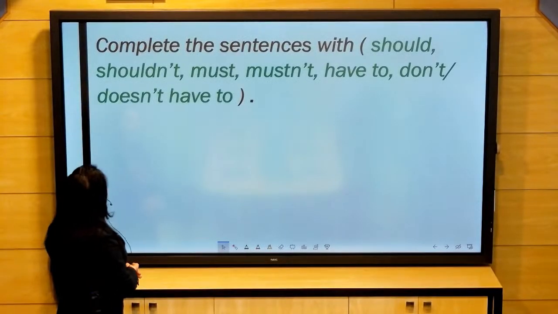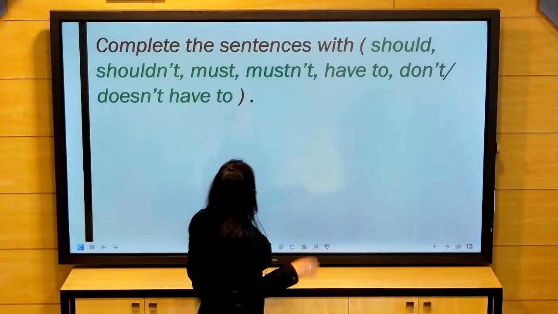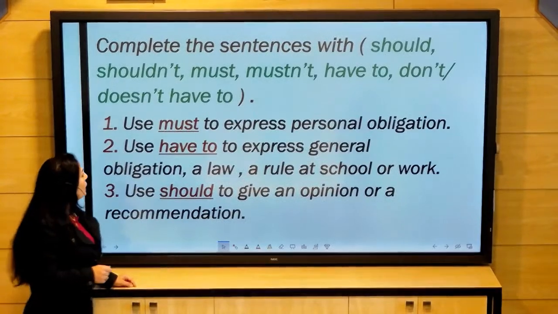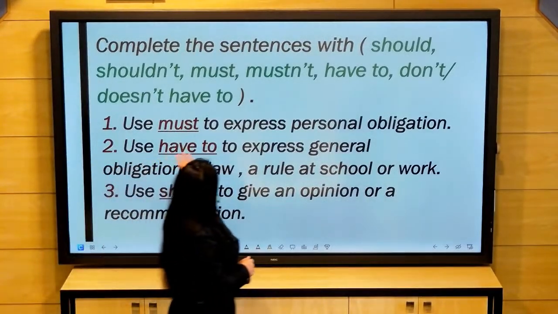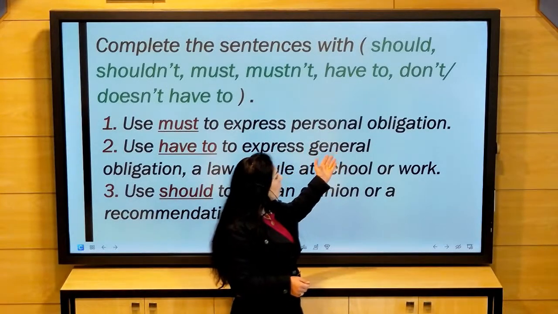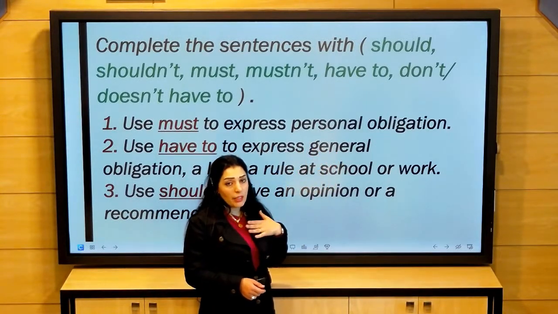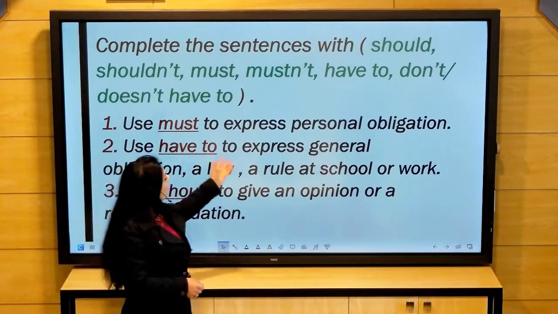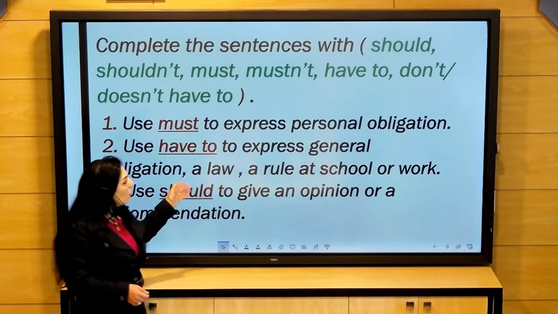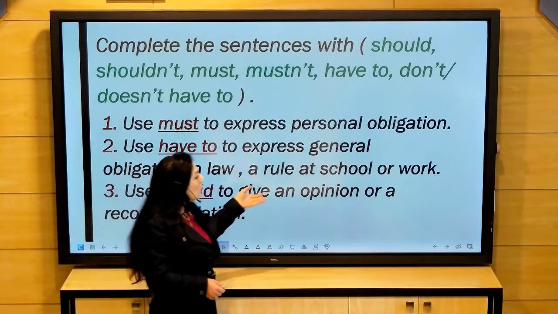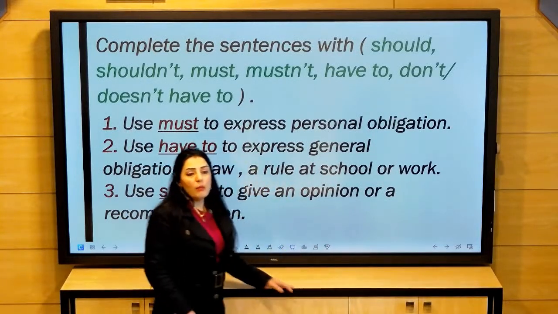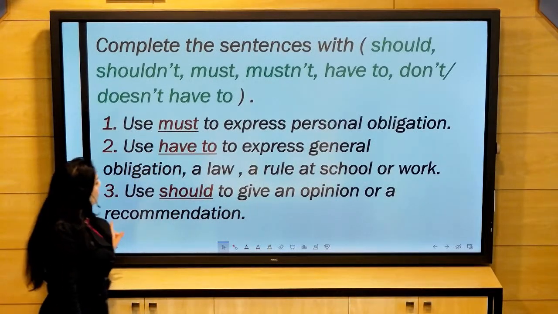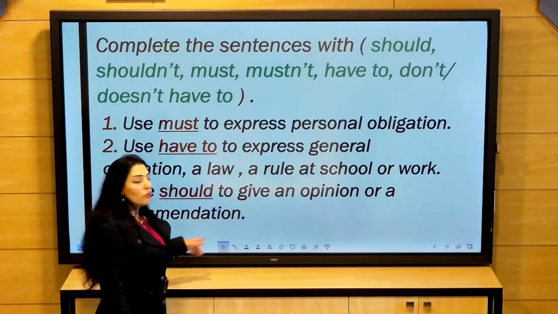Now an exercise. Complete the sentences with should, shouldn't, must, mustn't, have to, don't have to, or doesn't have to. Number 1. Use to express personal obligation. What should we use to express personal obligation? It's must. Number 2. Use to express general obligation. Okay, when you have general obligation, law, rule at school or work or anything else, obligation from outside, we should use have to.